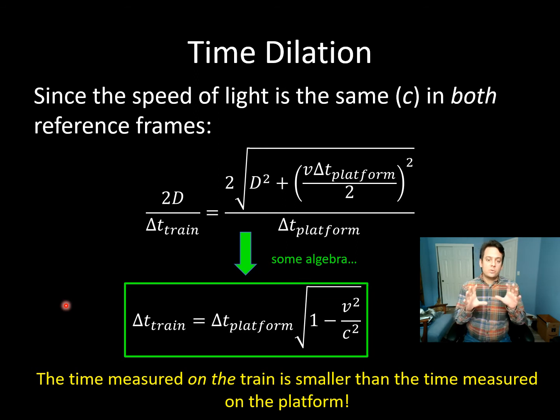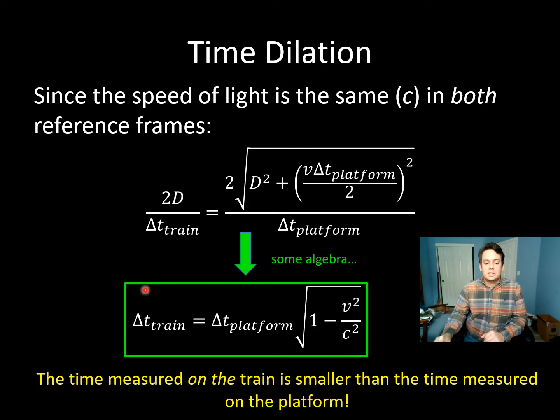It gives us a relationship between the time as measured in the train's frame of reference and the time as measured on the platform. And they're not the same, right? Not only are they not the same, you can see exactly how they're not the same. In particular, because v, the speed of the train, is always less than c, we know that this term right here, v squared over c squared, will always be less than 1. So when you take 1 minus this thing, you'll get something between 0 and 1. And when you take the square root of that, you'll get something between 0 and 1.